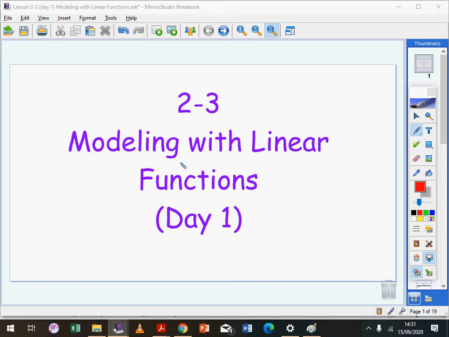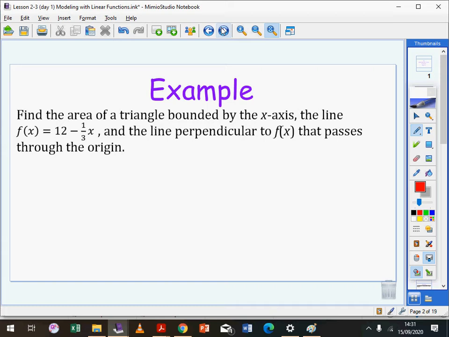Good morning, class. Today we'll talk about modeling with linear functions. We can use linear functions to represent real-life situations, as you're going to see further in the video. We'll start off with a small example that requires us to find the area bounded by the x-axis. It's a triangle, and its area is bounded by the x-axis, this line, and another line perpendicular to the f of x that we've been given.